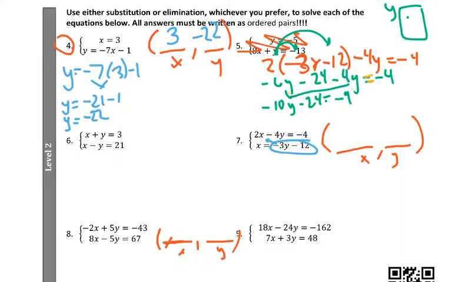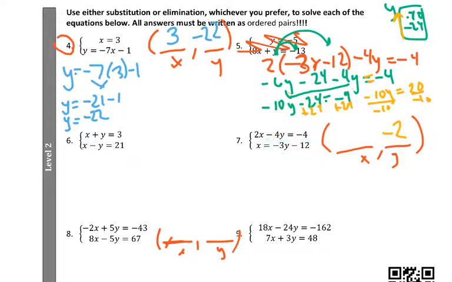So y is being multiplied by negative 10 and then subtracted by 24. So to do the opposite stuff backwards, I need to add 24 to both sides. Okay, so then negative 10y is going to equal 20, divided by negative 10, and y is going to equal negative 2.